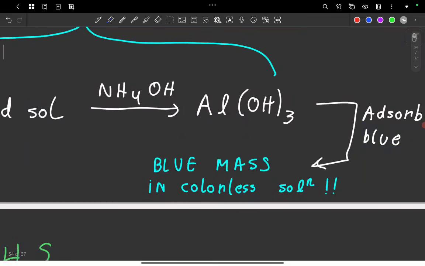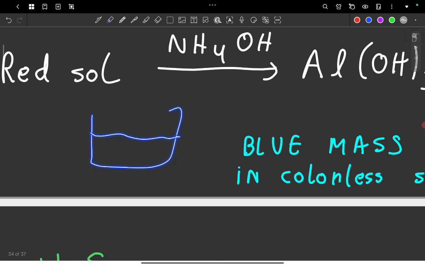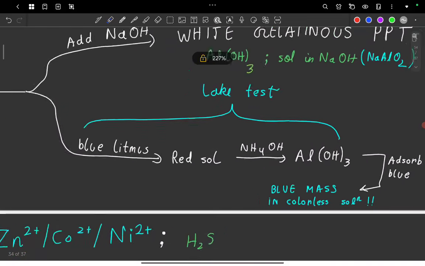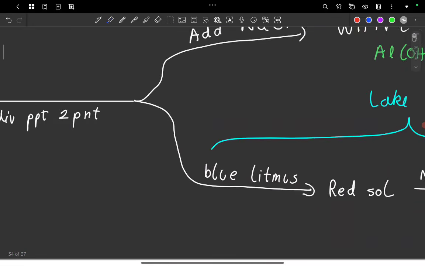And in the end, when this process is completed after some time, you get a colorless solution in which there is a blue mass floating because it has adsorbed all of the blue color of the solution. It is all gone thanks to the blue mass which is floating in colorless solution, and this we call the lake test for aluminium cation.